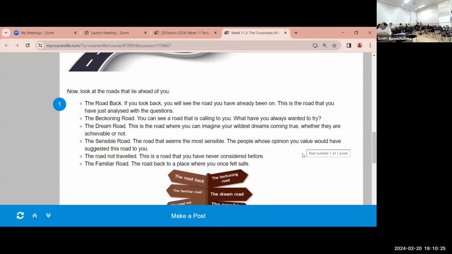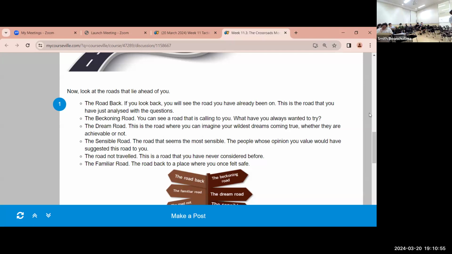Next, the beckoning road. It means that you see a road that is calling to you, and you have always wanted to try. So this is another choice. You go forward to the next stop rather than go back. You don't take the road back. You go further for the opportunity that is calling you.